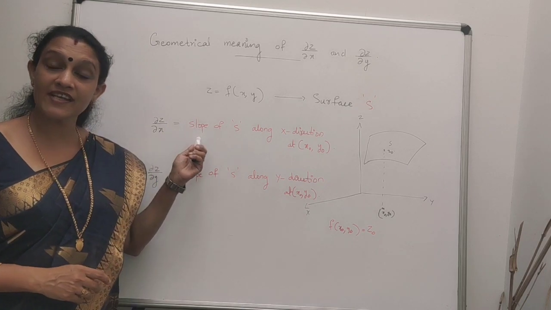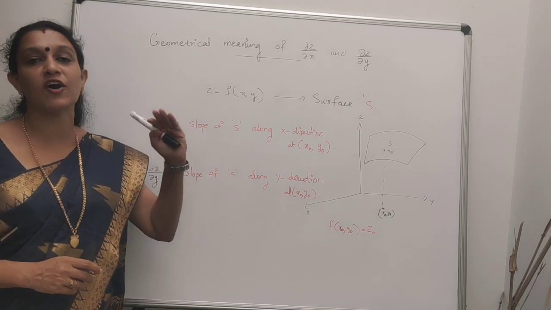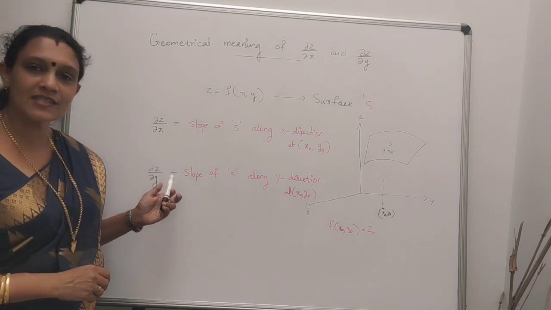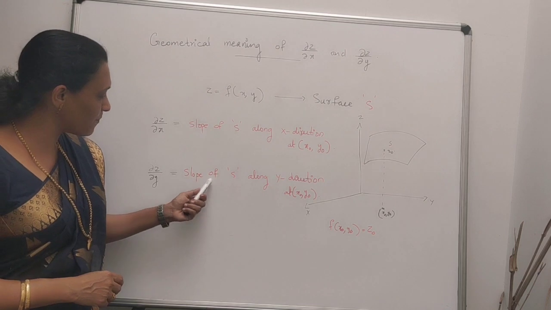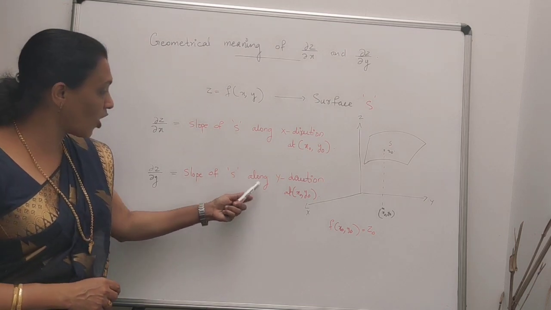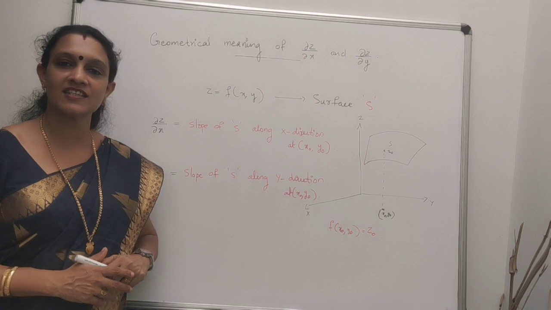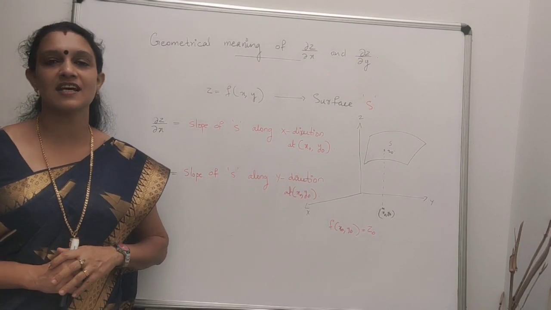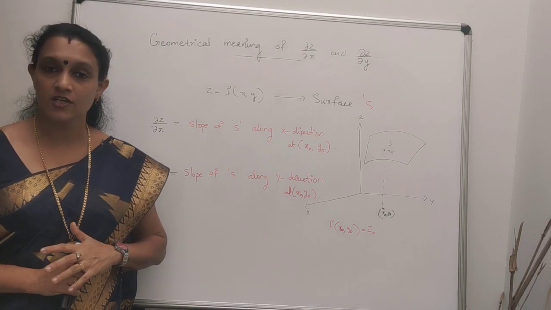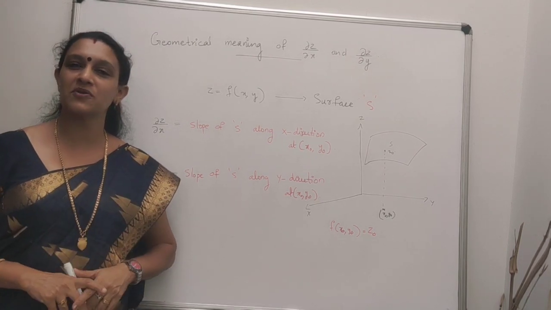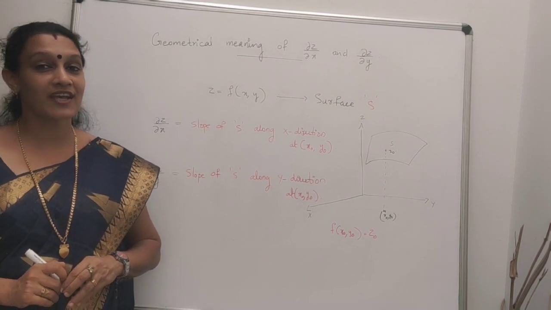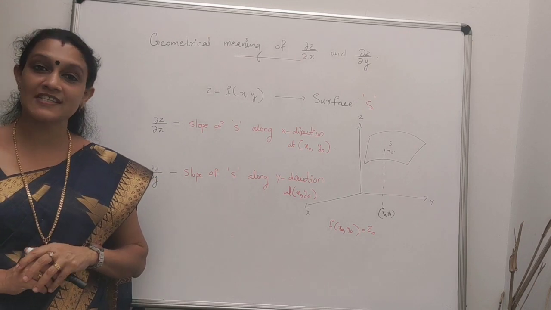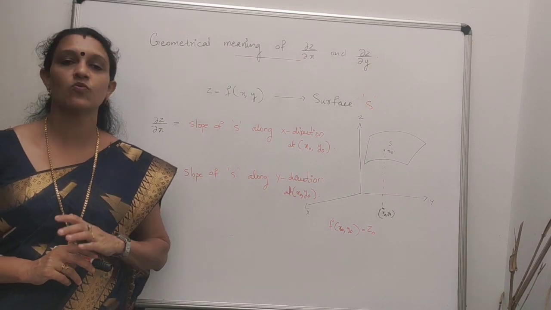What is ∂z/∂x? It is nothing but the slope of the surface along the x direction. And what about ∂z/∂y? ∂z/∂y is the slope of the surface S along the y direction at the point (x0, y0). So we understood the geometrical interpretation of ∂z/∂x and ∂z/∂y. It is nothing but the slope of the surface along the x direction and y direction.